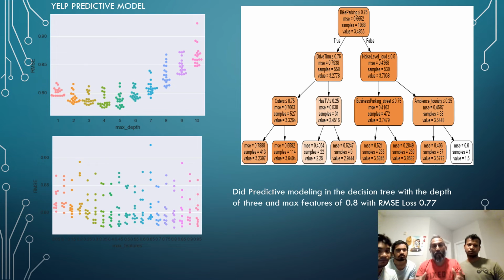We then ran some predictive algorithms. These algorithms show how the maximum depth of the tree impacts the ability to predict. And we looked at a depth of around 3 to 4 levels, which seemed ideal and gave us the best value of RMSE loss.